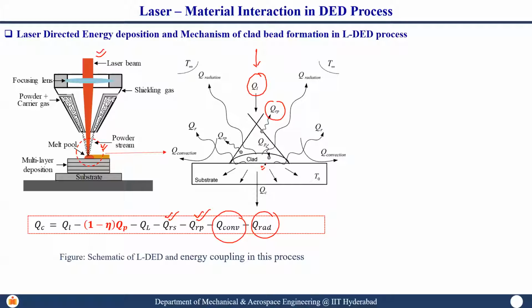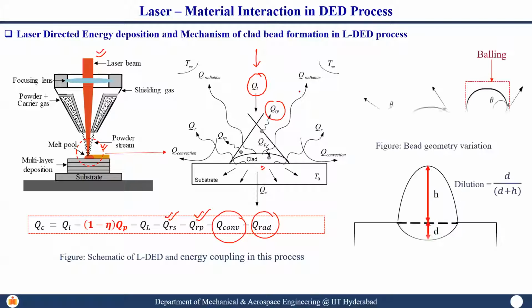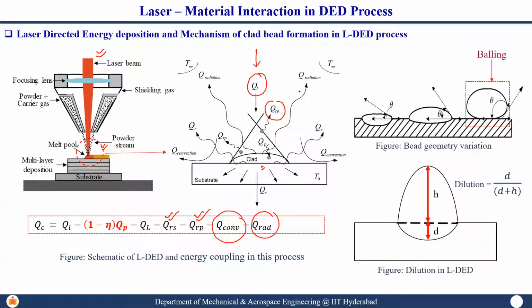Energy should reach the substrate. I mean, we will see what happens if it doesn't reach the substrate, or if it reaches the substrate in excess. Now let us assume we have chosen our powder mass flow rate, M, in such a way that the whole energy gets absorbed only in the powder. A very minimal amount is reaching the substrate.